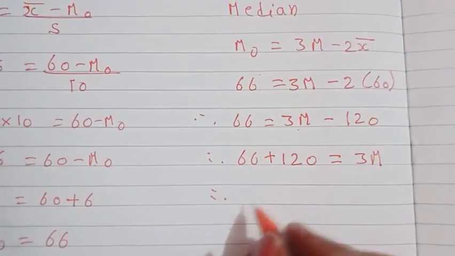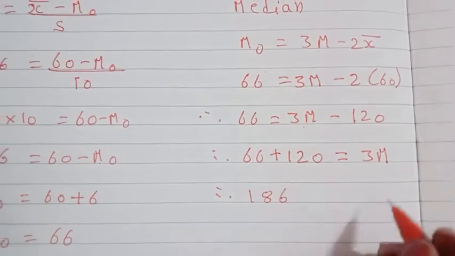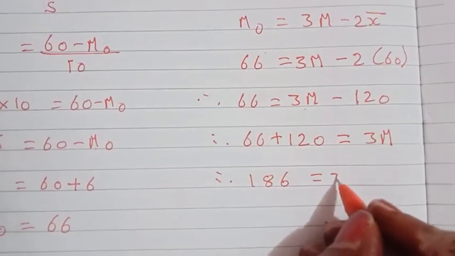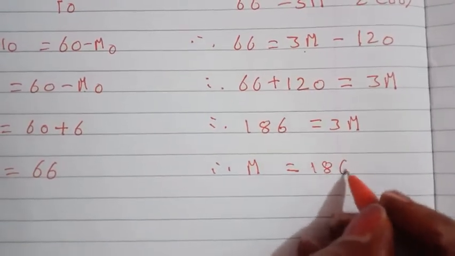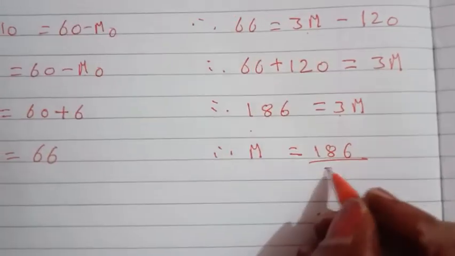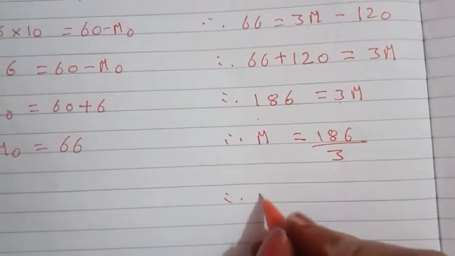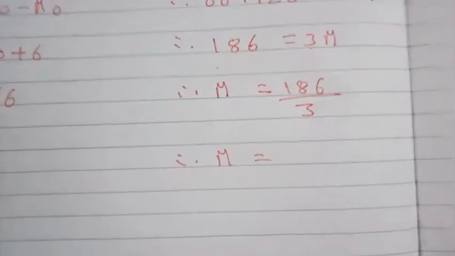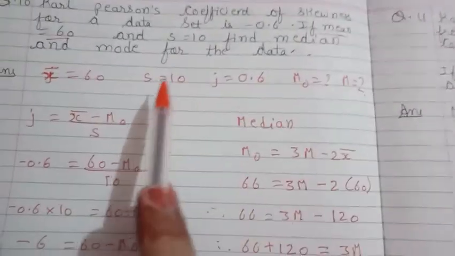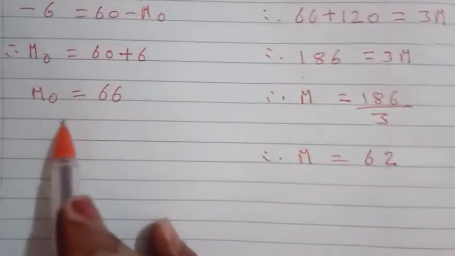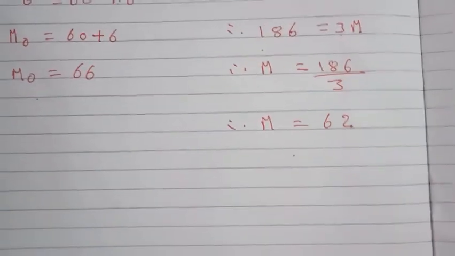That is 186 is equal to 3M. Therefore median is equal to 186, this 3 will go in the denominator, divided by 3. So median is equal to 62. So mode and median, both the values we found. Mode value is 66 and median value is 62.